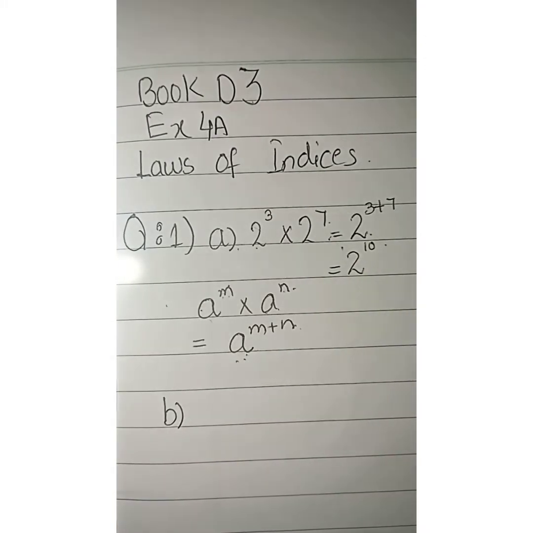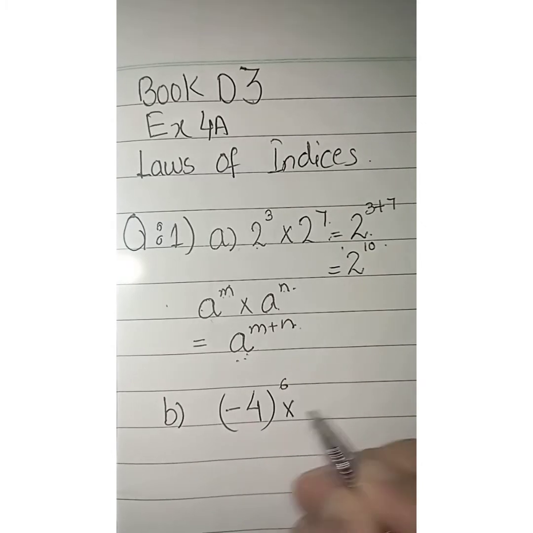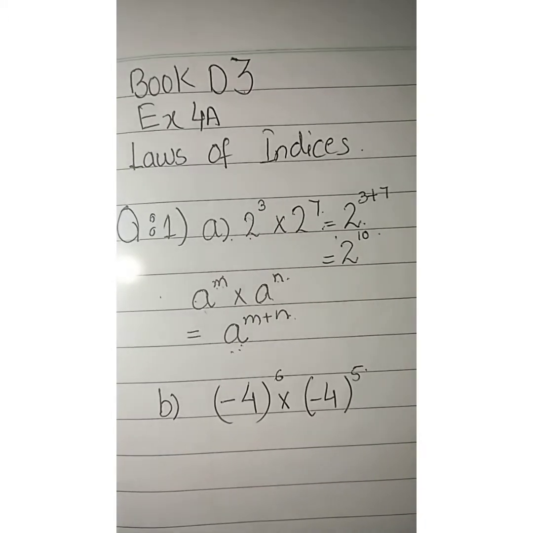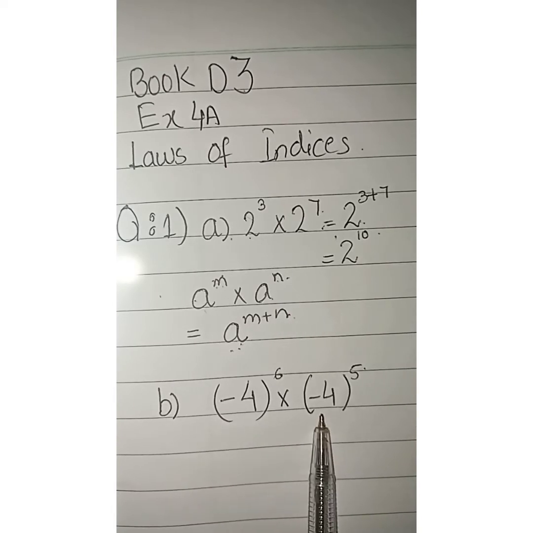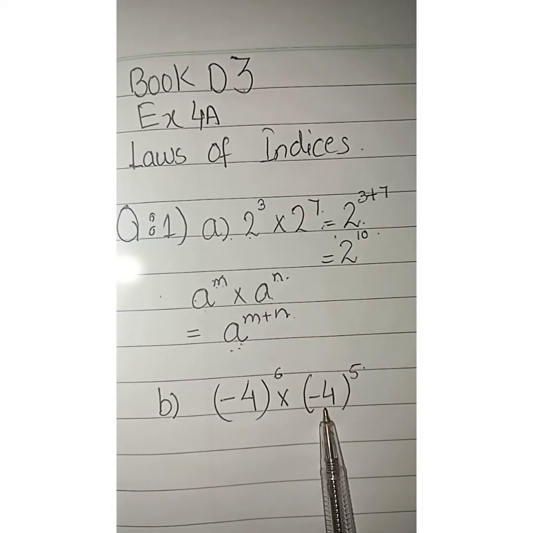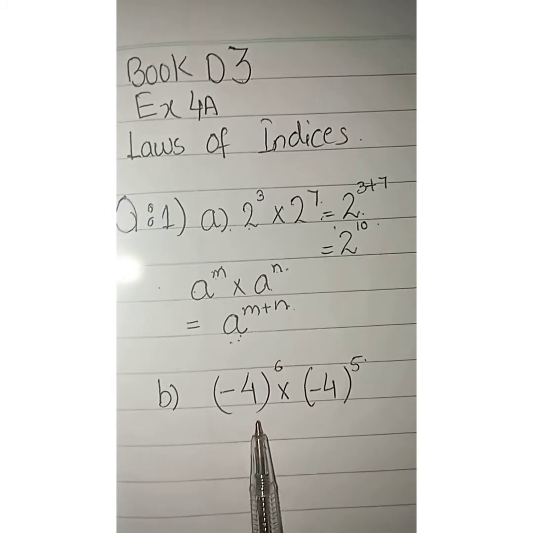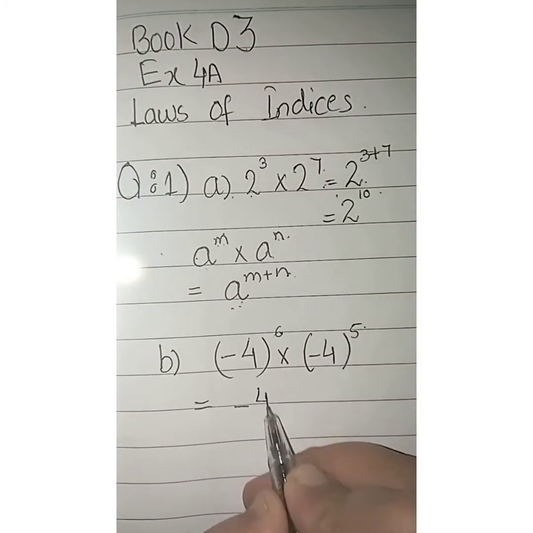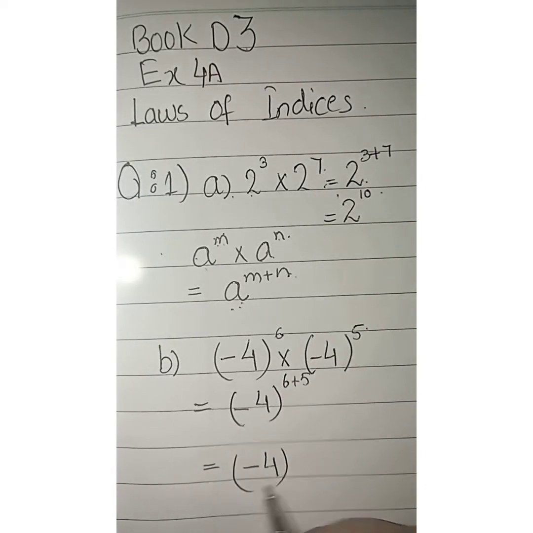Let's move on to the second part. The second part is minus 4 power 6 into minus 4 power 5. Since the rule says that if the same bases are multiplied, the powers are added. Now the number is negative 4, this number is also negative 4, the powers are 6 and 5. There are different powers to the same number of negative 4. So according to the same rule, we will write negative 4 and the powers will be added, 6 plus 5. So the answer will be negative 4 power 11.